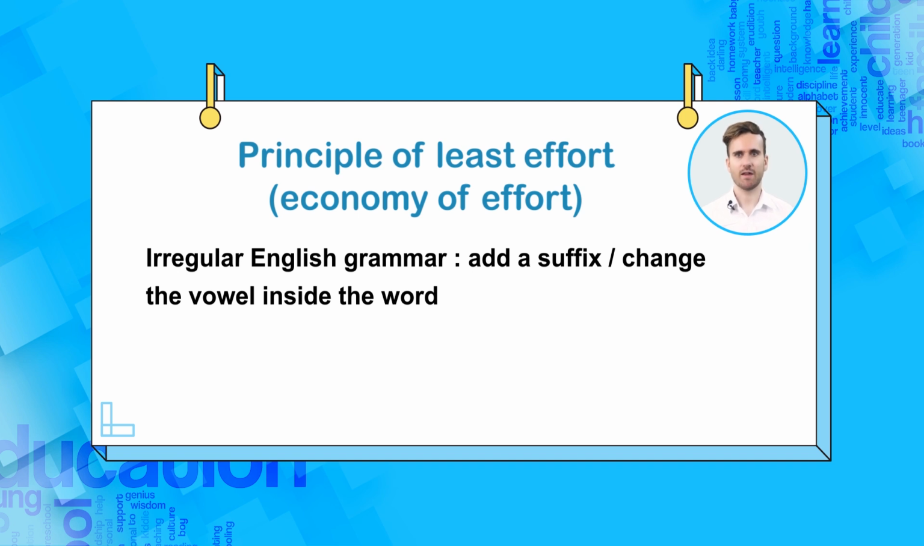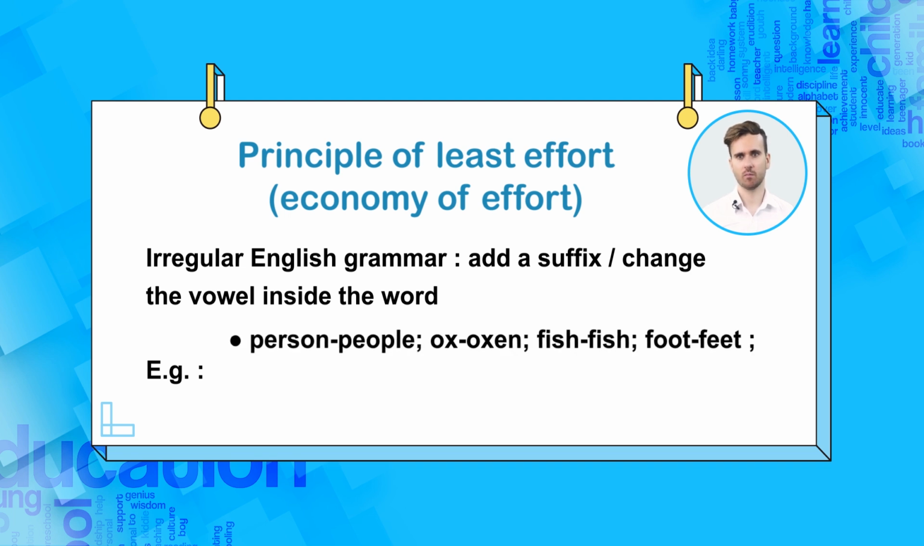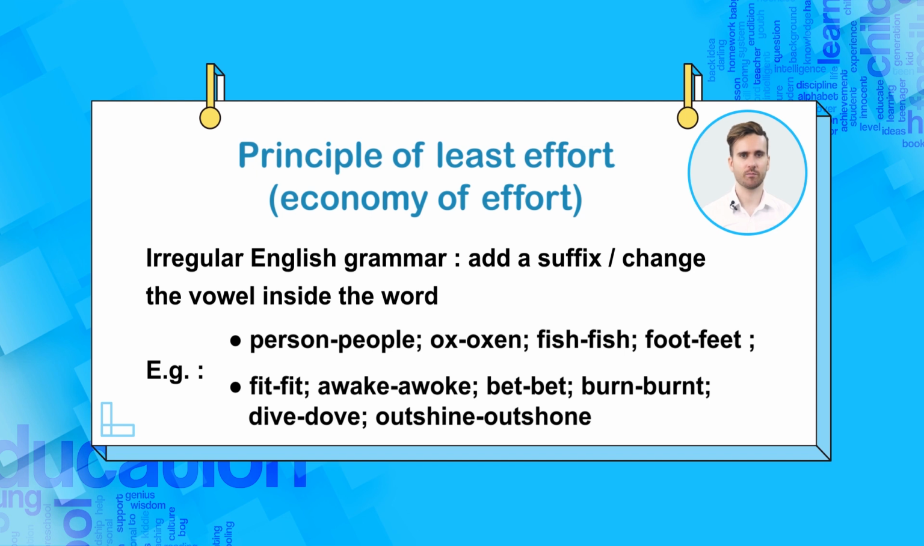However, there are still a few irregular examples of nouns. Person, people. Ox, oxen. Fish, fish. Foot, feet. And there are a few examples of irregular verbs. Fit, fit. Awake, awoke. Bet, bet. Burn, burnt. Dive, dove. Outshine, outshone. These irregular forms are all Standard English.